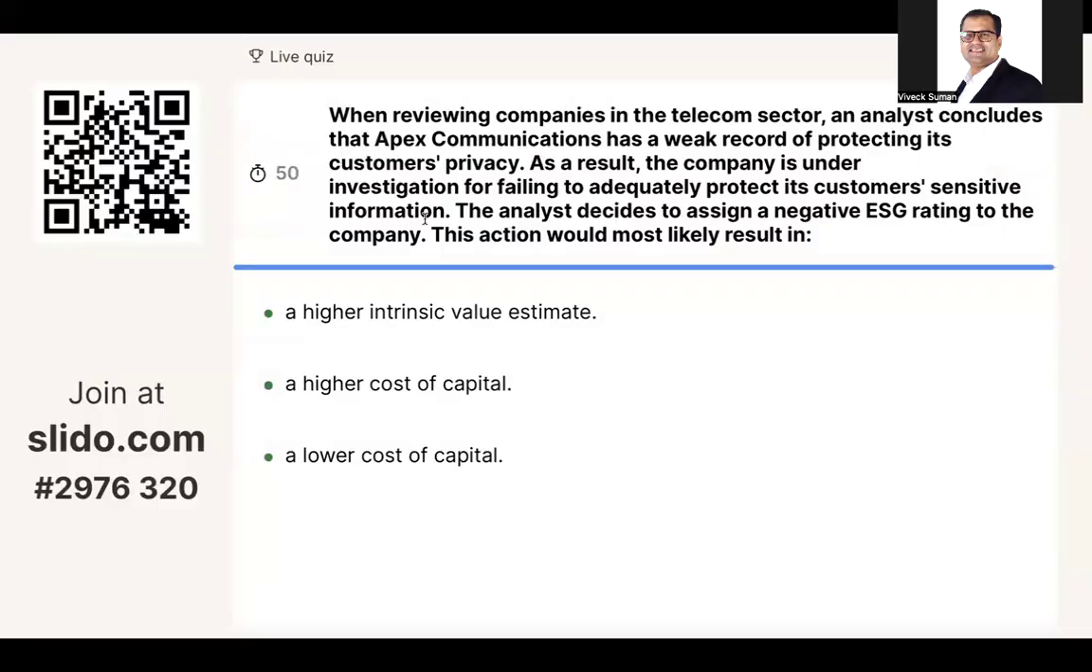Next question, Avinash. When reviewing companies in the telecom sector, an analysis concludes that Apex Communications has a weak record of protecting its customer privacy. As a result of the company being under investigation for failing to adequately protect customer sensitive information, the analyst decides to assign a negative ESG rating to the company. This action most likely results in higher intrinsic value or lower cost of capital.